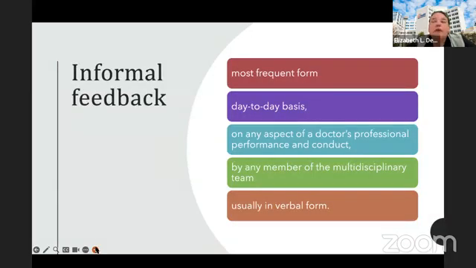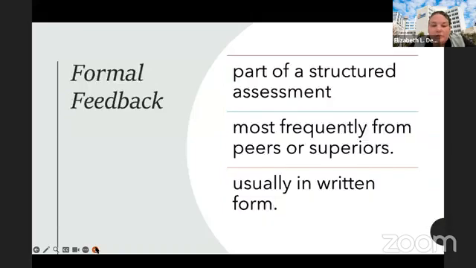We're going to talk about 4 kinds of feedback briefly to define them here, and then we'll focus on informal and formal feedback. So informal feedback is your most frequent form of feedback. This is the things that we get day to day, anytime when we're on a shift. It may be a doctor, it may be some other person on the team, a nurse, a trainee, and it's usually in verbal form, telling us something about how we're doing.